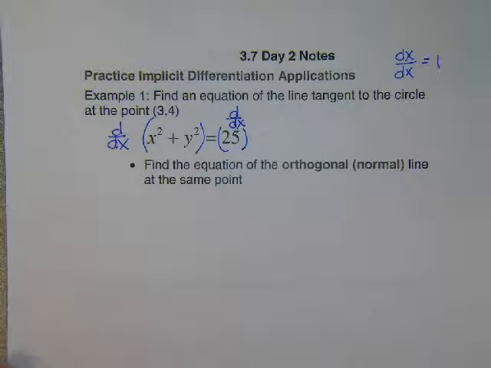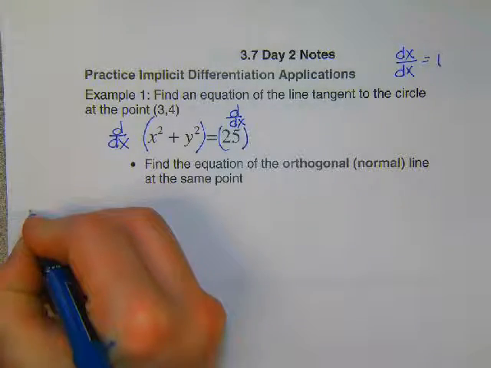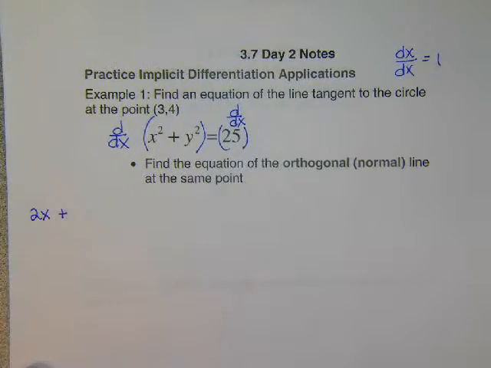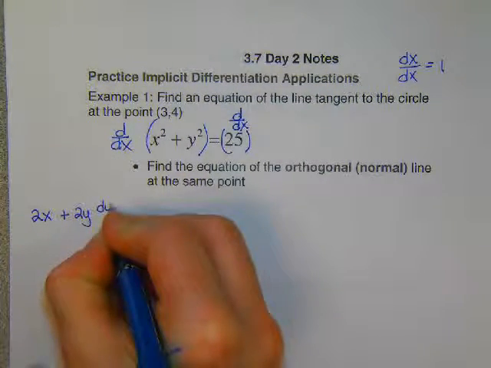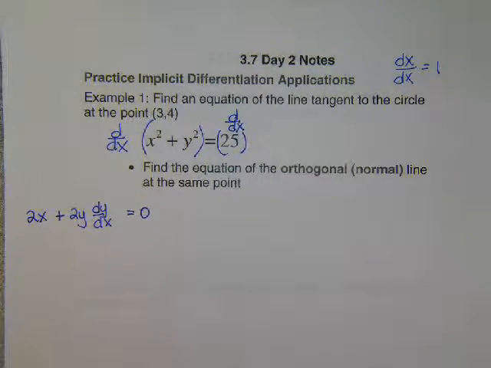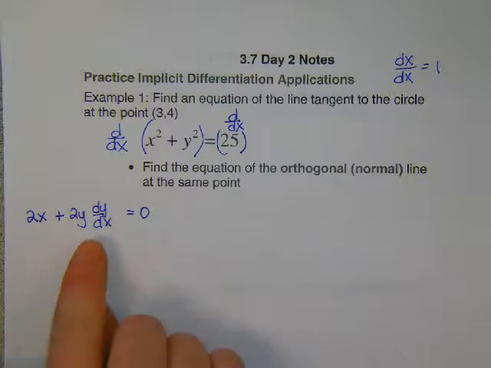So the derivative of x squared is just 2x. The derivative of y squared is 2y dy dx. And the derivative with respect to x of a constant is just 0. Since we are trying to find the derivative, we are trying to find dy dx. So now I'm going to solve for dy dx. I'm going to isolate it.